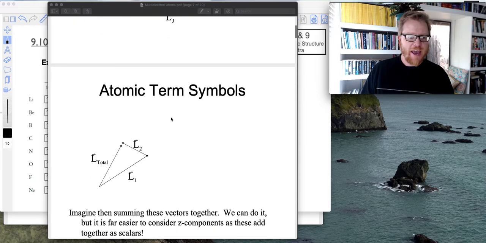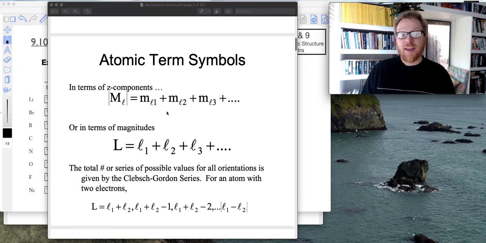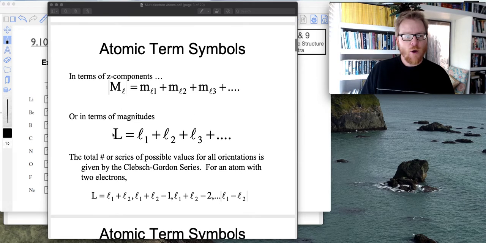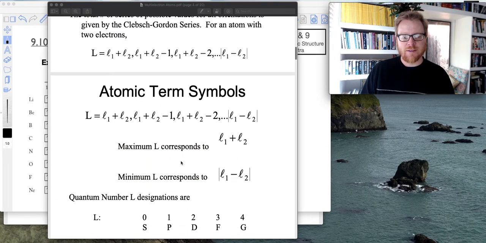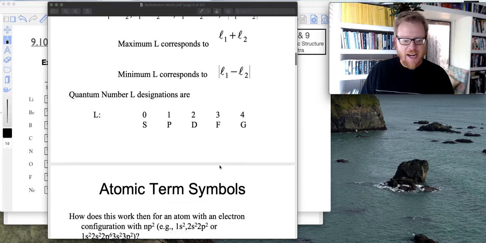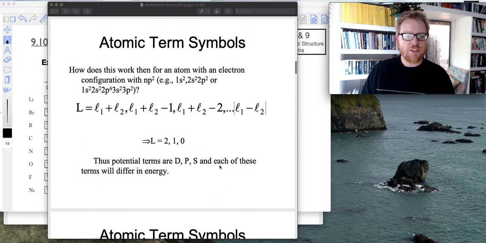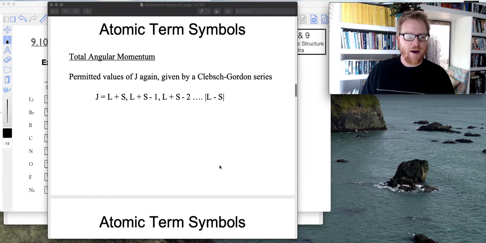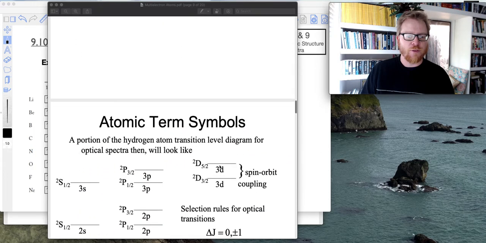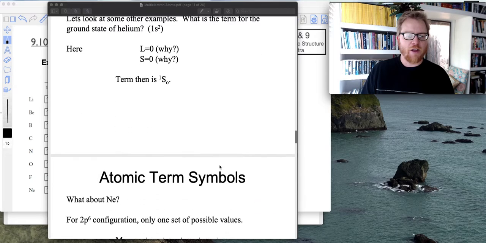As you scan through it, it's showing you that we can calculate it in terms of the mLs or in terms of the L values. It walks you through the Clebsch-Gordan series. It gives you the designations. What I wanted to do, though, is scan through to give you more of this information on those J values.